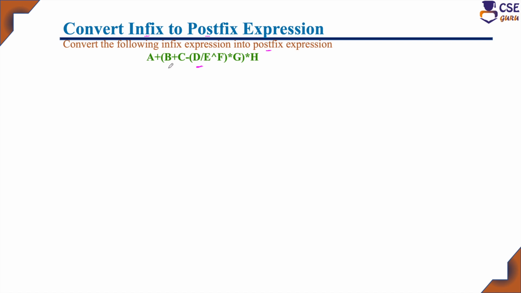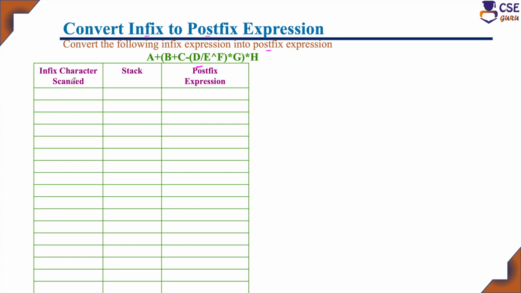So for this conversion, we need 3 columns. One is the infix character you are going to scan, next is the stack data structure, and next is the postfix expression. That is, for the infix expression, in every step, how it is partially converted into postfix expression. That is the postfix expression column. Okay. So the algorithm is, whenever you encounter an open parenthesis, directly push it onto the stack. And whenever you encounter an alphabet or any digit, directly place it in the postfix expression.